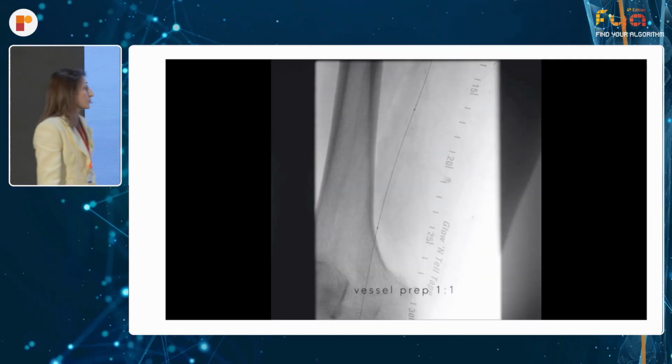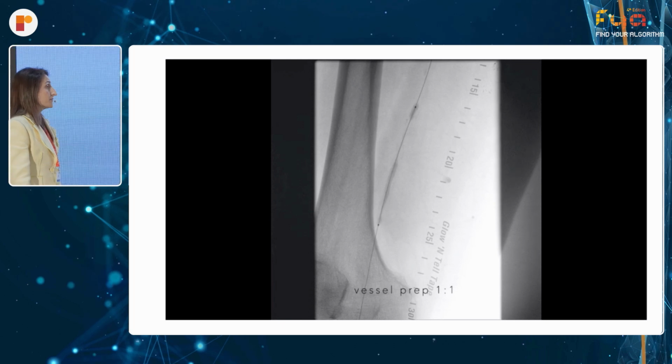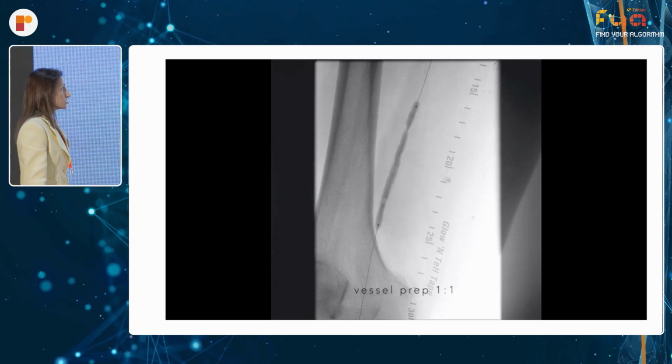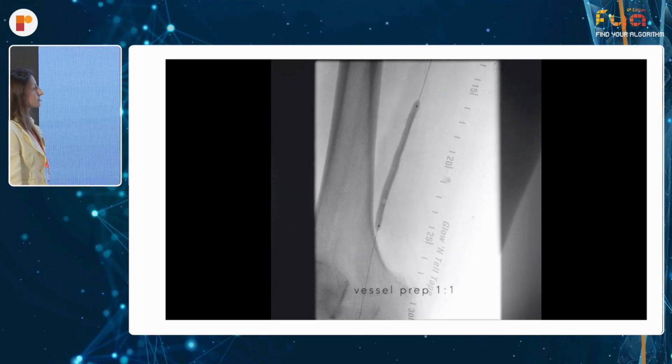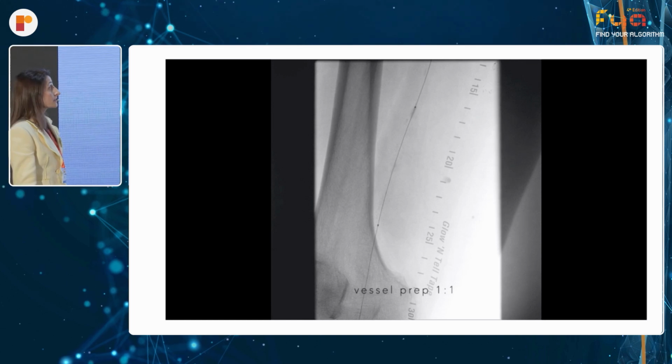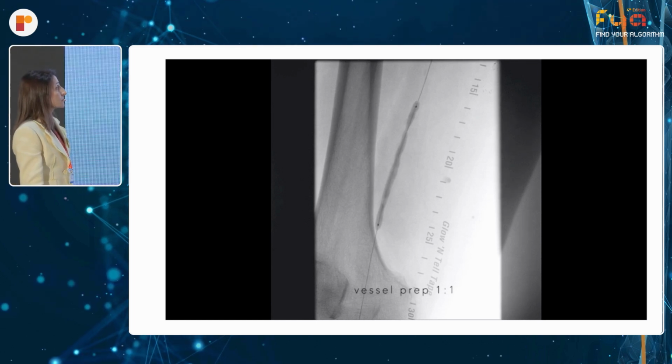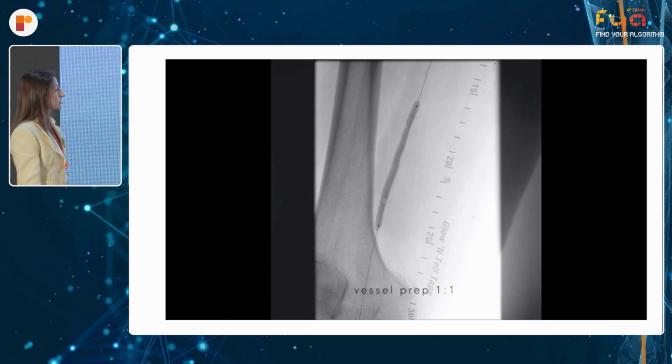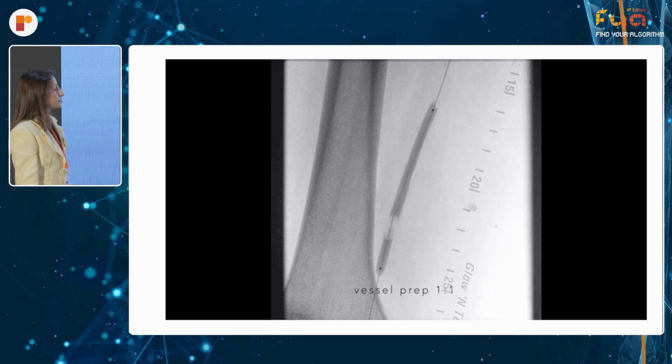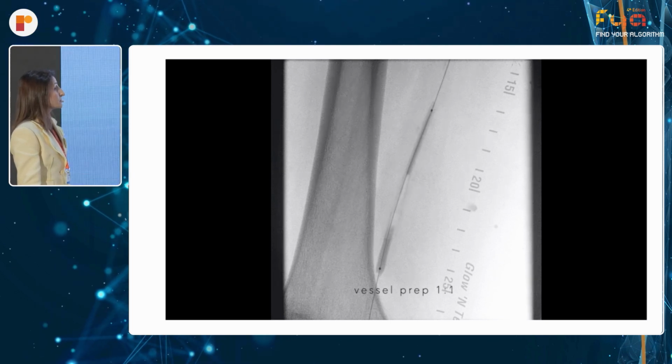So we decided to prepare the lesion, vessel prep one-to-one, as you see here. The first lesion at the level of the distal superficial femoral artery. And which size of balloon? 5? 6mm balloon, yeah.